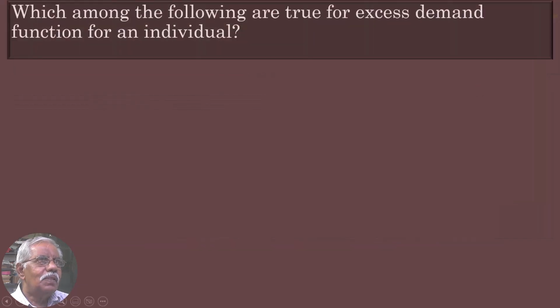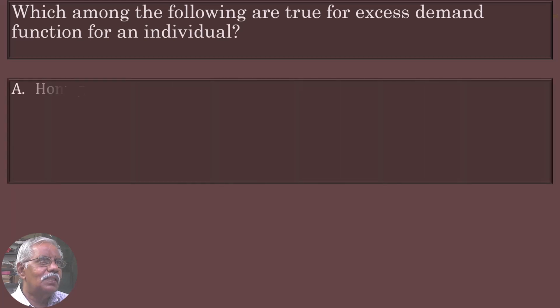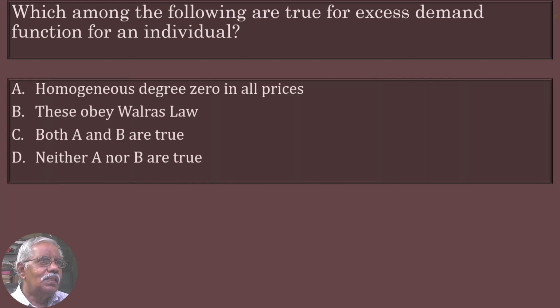Which among the following are true for excess demand function for an individual? A: Homogeneous degree 0 in all prices. B: They obey Walras law. C: Both A and B are true. D: Neither A nor B are true. Both A and B are true.